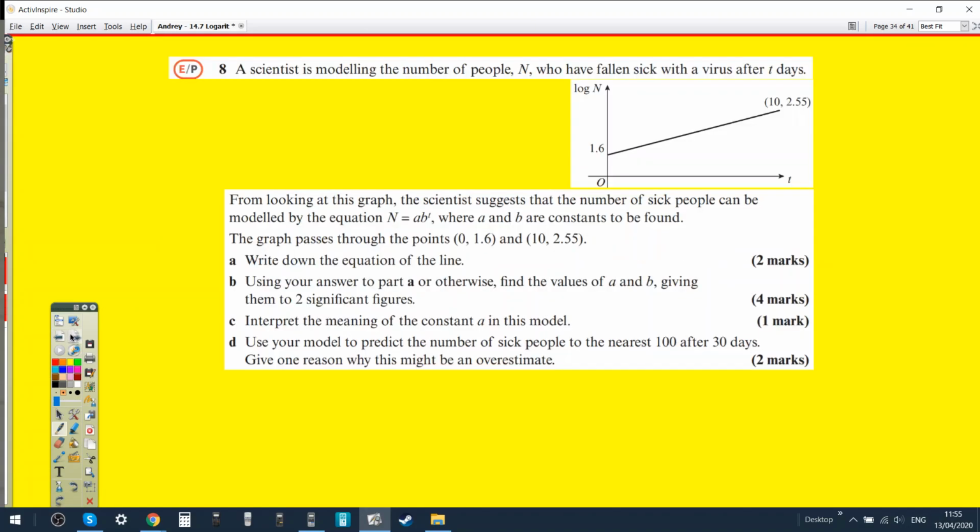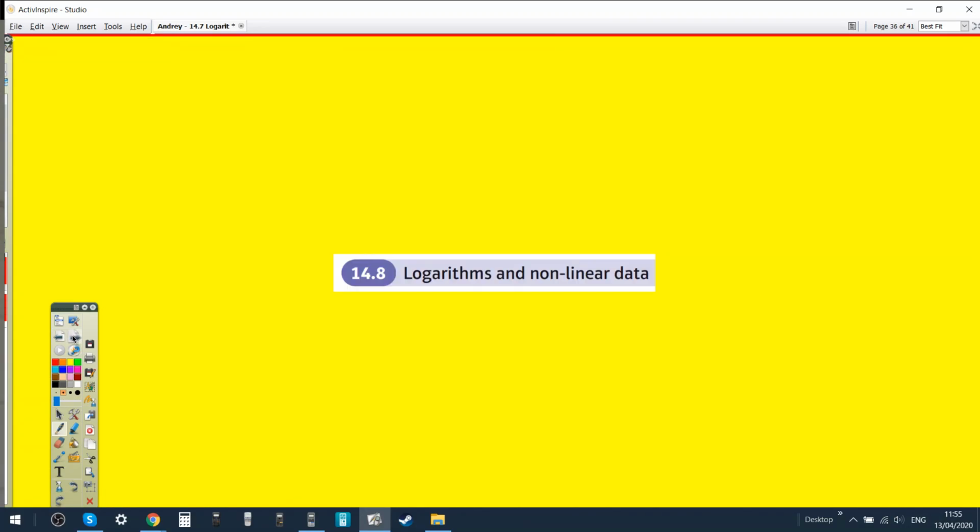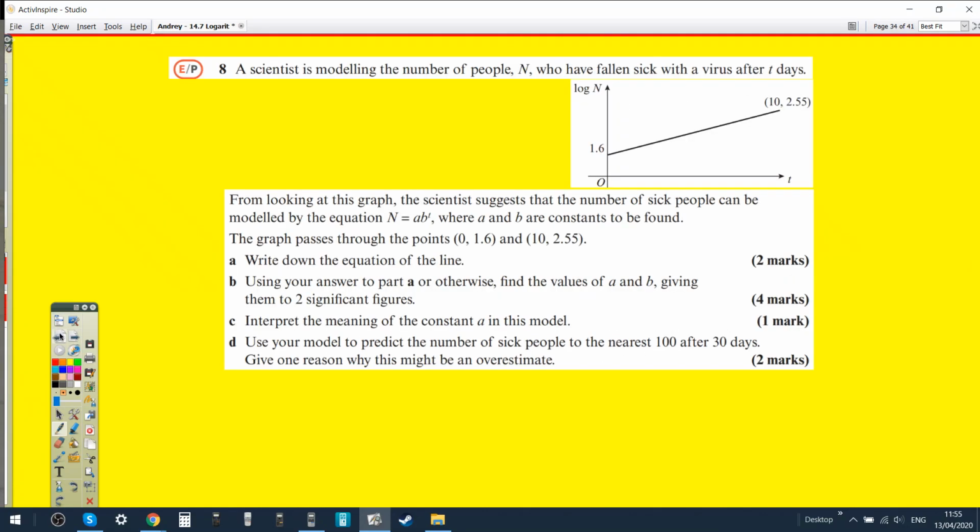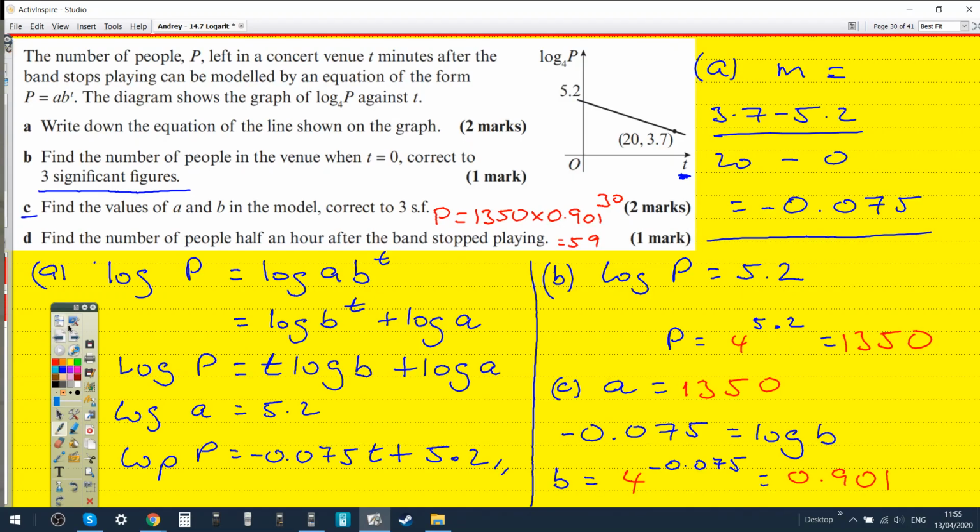But we did one exam question of each. The important bit for these. So you can actually, smart people with good memories remember that log A is C, and so they would just know that 5.2 is log A. But I always have to do the whole thing of log both sides and rearrange it.